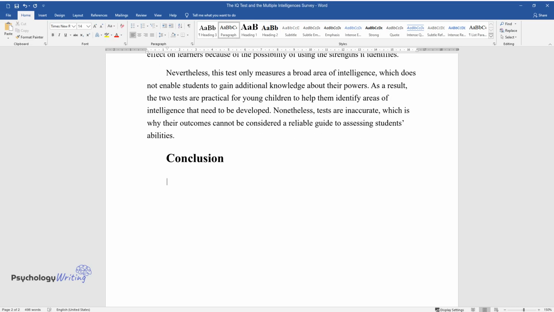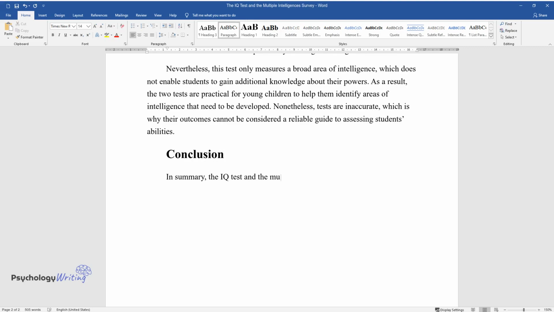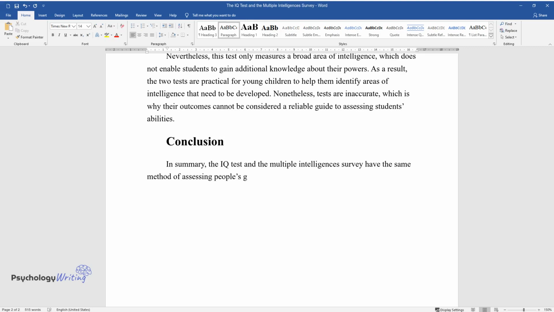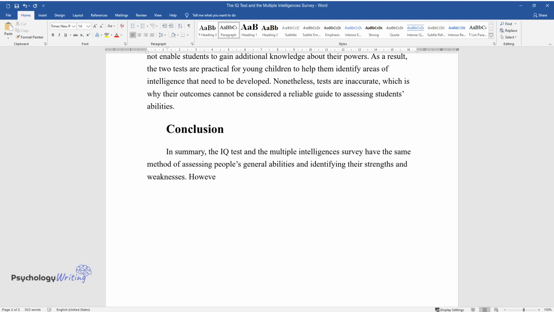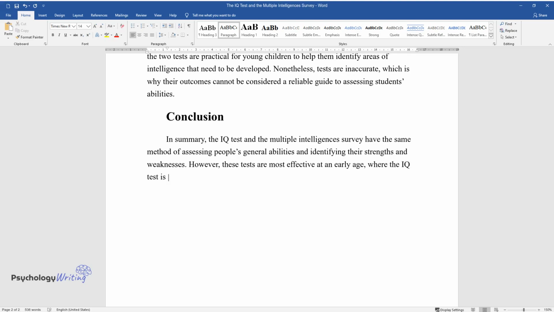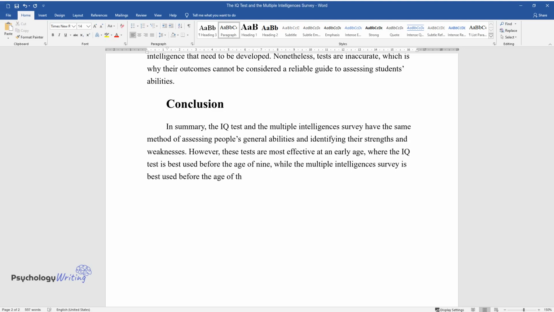Conclusion. In summary, the IQ test and the multiple intelligences survey have the same method of assessing people's general abilities and identifying their strengths and weaknesses. However, these tests are most effective at an early age, where the IQ test is best used before the age of 9, while the multiple intelligences survey is best used before the age of 13.